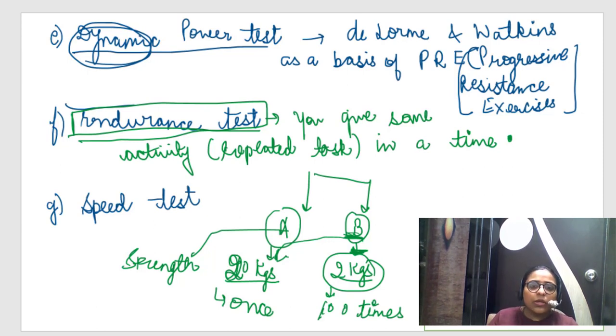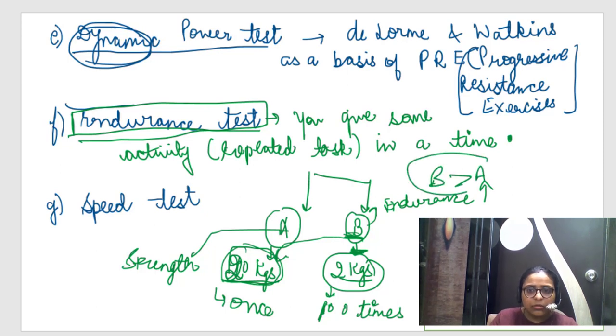See, person B lifted the weight of 2 kgs, and he lifted it 100 times, right? But person A, although he lifted 20 kgs of weight, can't lift it a second time. So the endurance of person B is higher than person A, because he is doing the activity repeatedly, right?